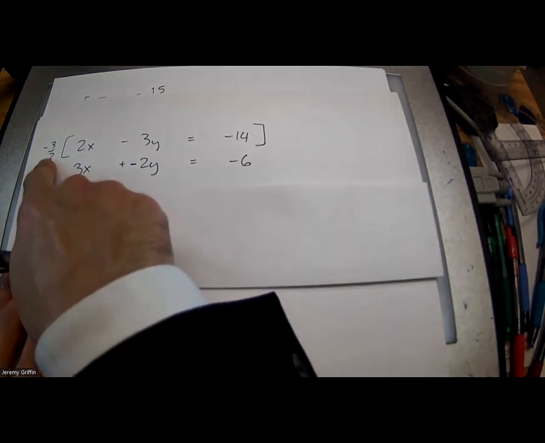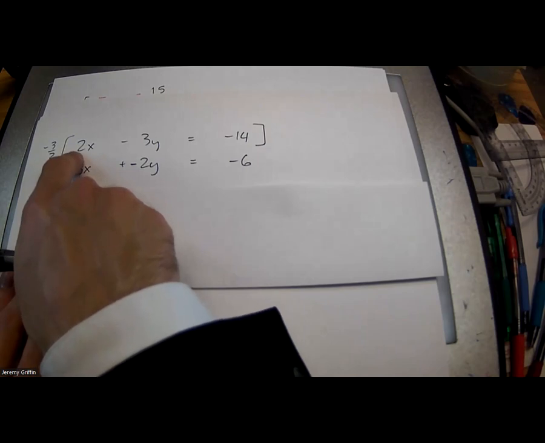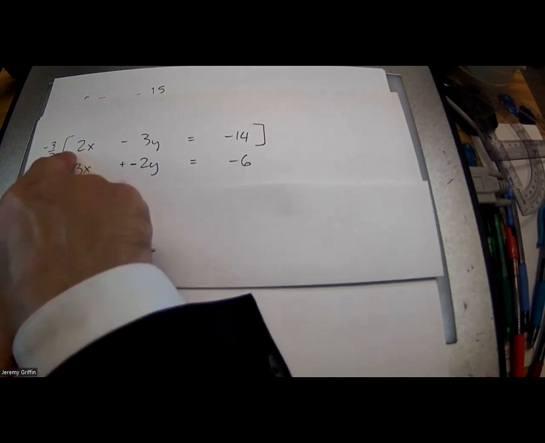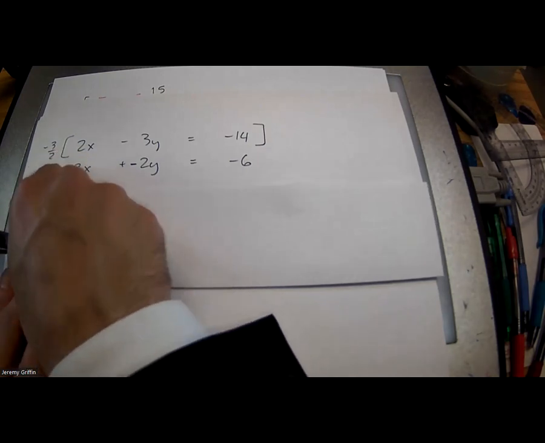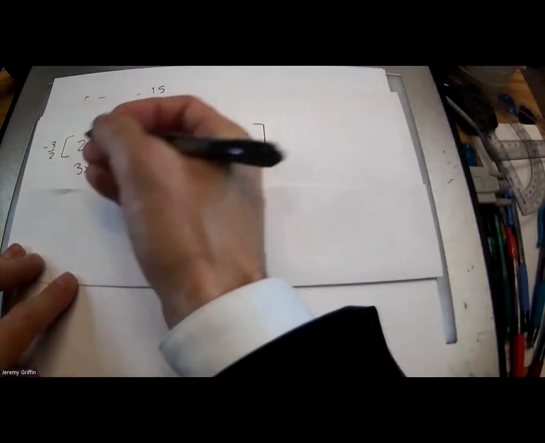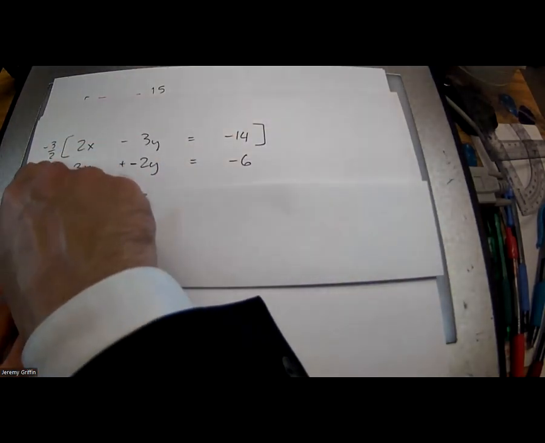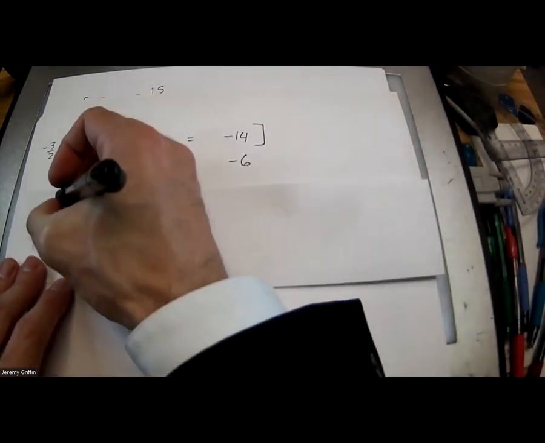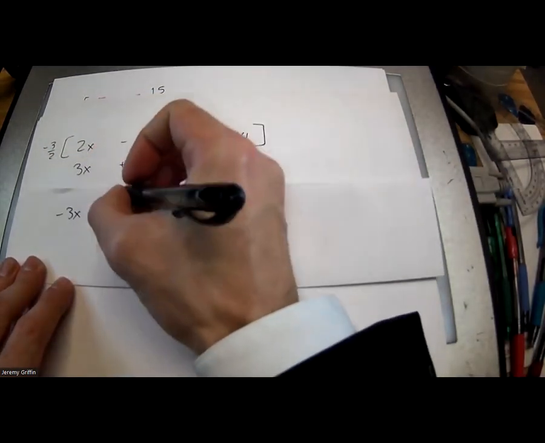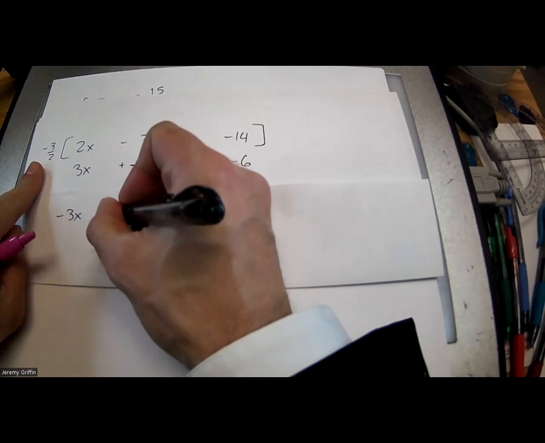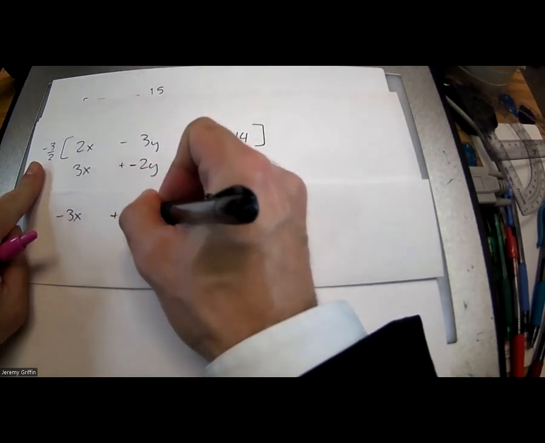If I multiply by -3 over 2, isn't this coefficient 2 going to turn to a -3 on this x? Which would cancel out with this one. Okay, so let's do that. Let's distribute this -3 over 2. This is just one way to solve this. Okay? That gives me -3x. Then if you distribute this in here, that's plus 9/2 y.